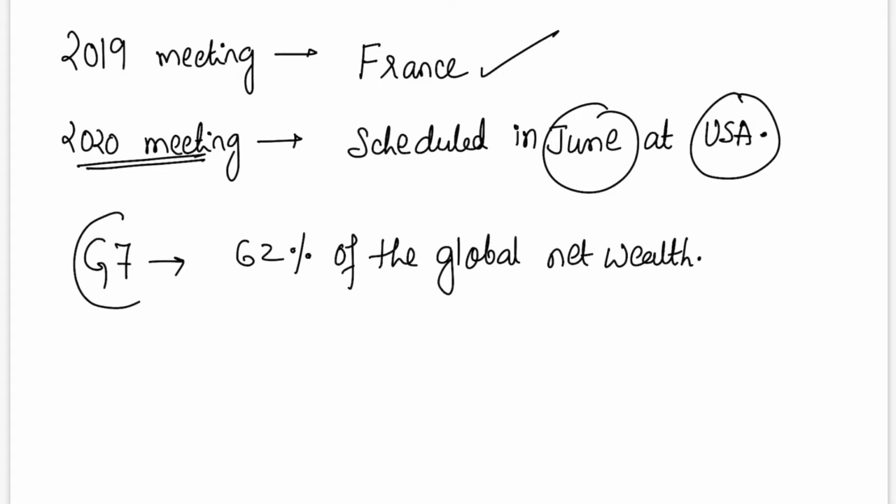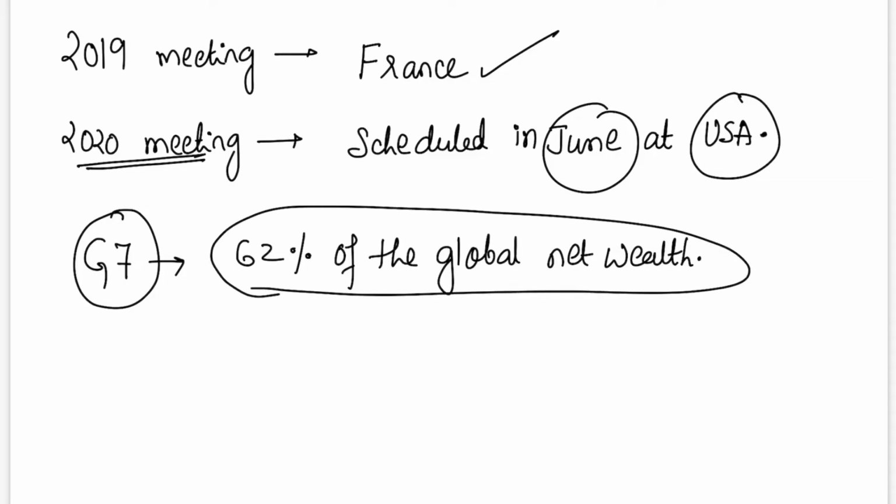One more piece of information I want to give you is that these G7 countries actually hold 62% of the global net worth. So they are richer and more advanced countries, but without population they cannot work, and the population belongs to India, Brazil and Mexico.